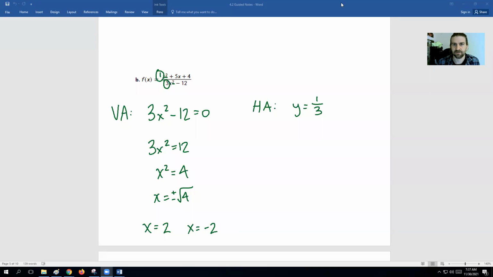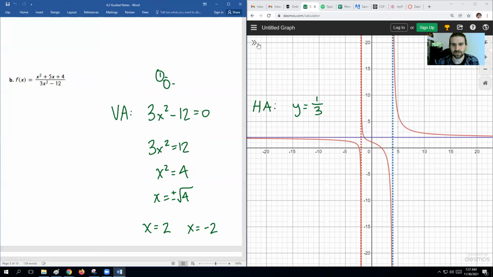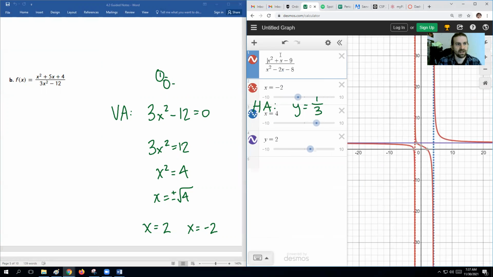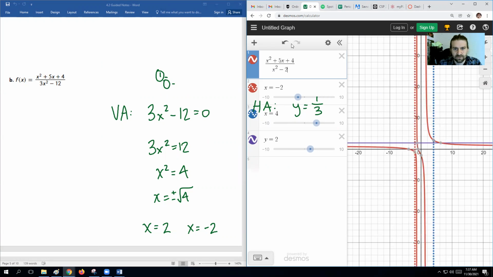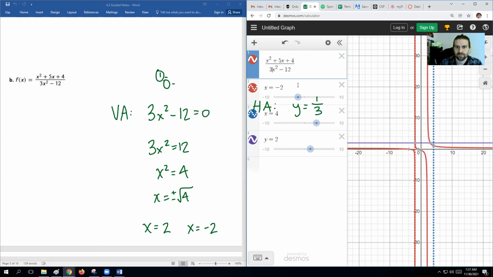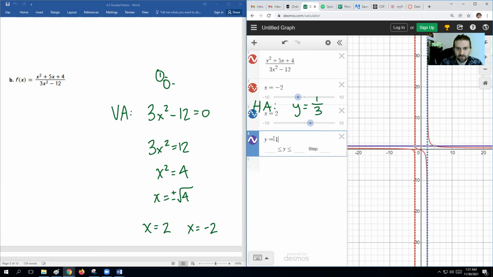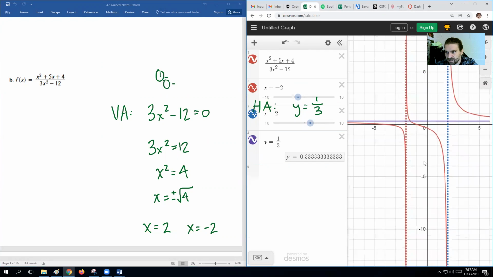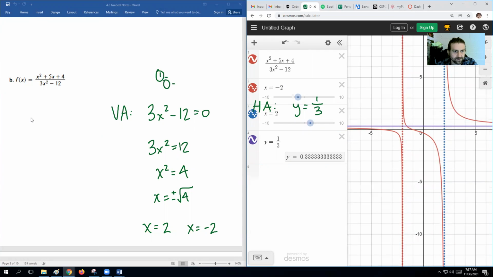So let's double check this here. Okay, we got x squared plus 5x plus 4. All right, and then the bottom we have a 3x squared minus 12. All right, and we said, okay, we have one at negative 2, one at positive 2. We said y equals 1/3. All right, let's check this graph out. How's that looking? I'd say that looks really good.